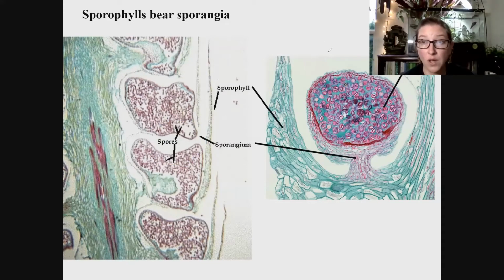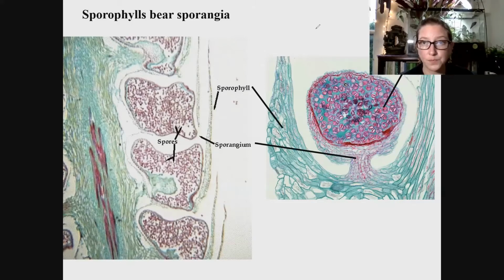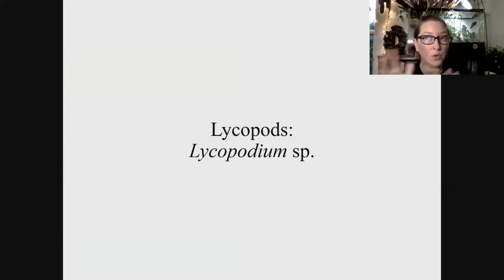Here's a close-up of one on the right. Here's the sporophyll, right? The leaf the sporangium is attached to. Here is the sporangium. And all of those purple things inside are spores. My head is blocking the word spores, most likely. Okay. Now we know a bit of the terrain. Now we can speak more specifically about Lycopodium and Selaginella, both of which are lycopods.